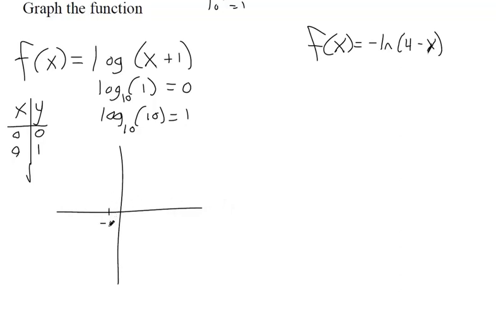Here's -1. Here's 0, 0. That was our first dot. And then we said 9 on the x, 1 on the y was our next dot. So one other thing for graphs of logarithms is that whatever it would take to make the argument be 0, that's going to be a vertical asymptote.